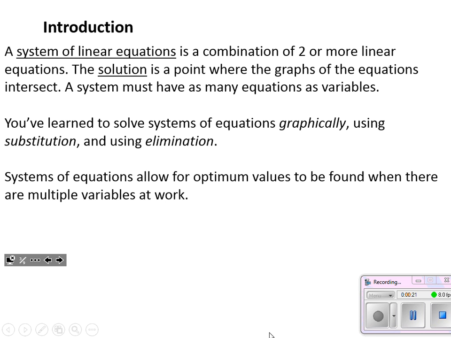All right, first of all, what is a system of equations, to refresh our memory a little bit? A system of linear equations is a combination of two or more known linear equations that are relating to variables. And really, it doesn't have to be linear equations. That's all we're going to work with for now.